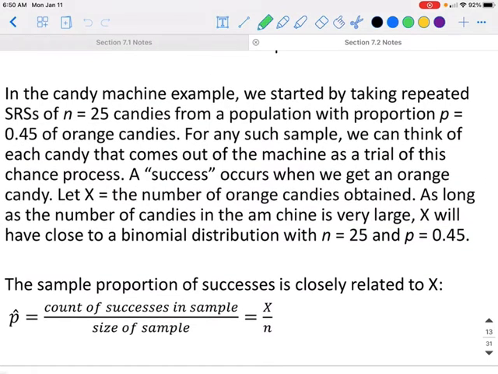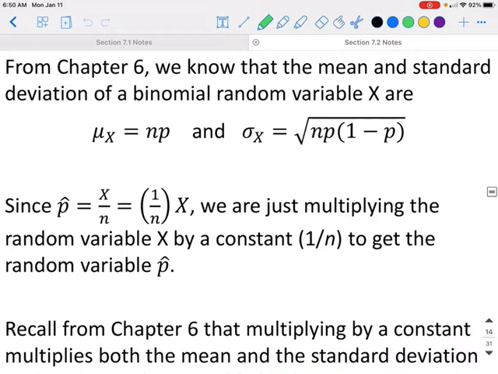Remember, for us to be able to use this binomial distribution, our sample size must be 10% of the population or less. So the sample proportion of successes is very closely related to x. To find our p hat, we just take the count of successes in our sample over the sample size, or x over n. From Chapter 6, we know that the mean of a binomial random variable is the sample size times the proportion, and the standard deviation of x is the square root of the sample size times the probability of success times the probability of failure.